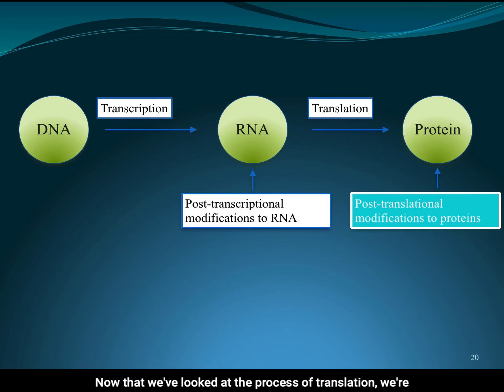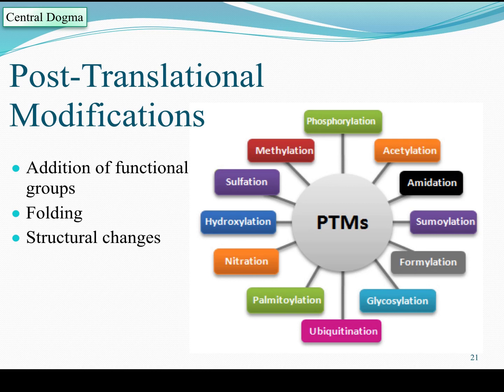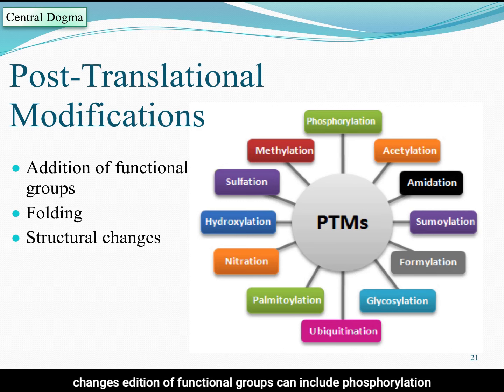Now that we've looked at the process of translation, we're going to consider post-translational modifications to proteins. There are several forms of post-translational modifications, including the addition of functional groups, folding, and structural changes. Addition of functional groups can include phosphorylation, acetylation, sumoylation, ubiquitination, and methylation, just to name a few.